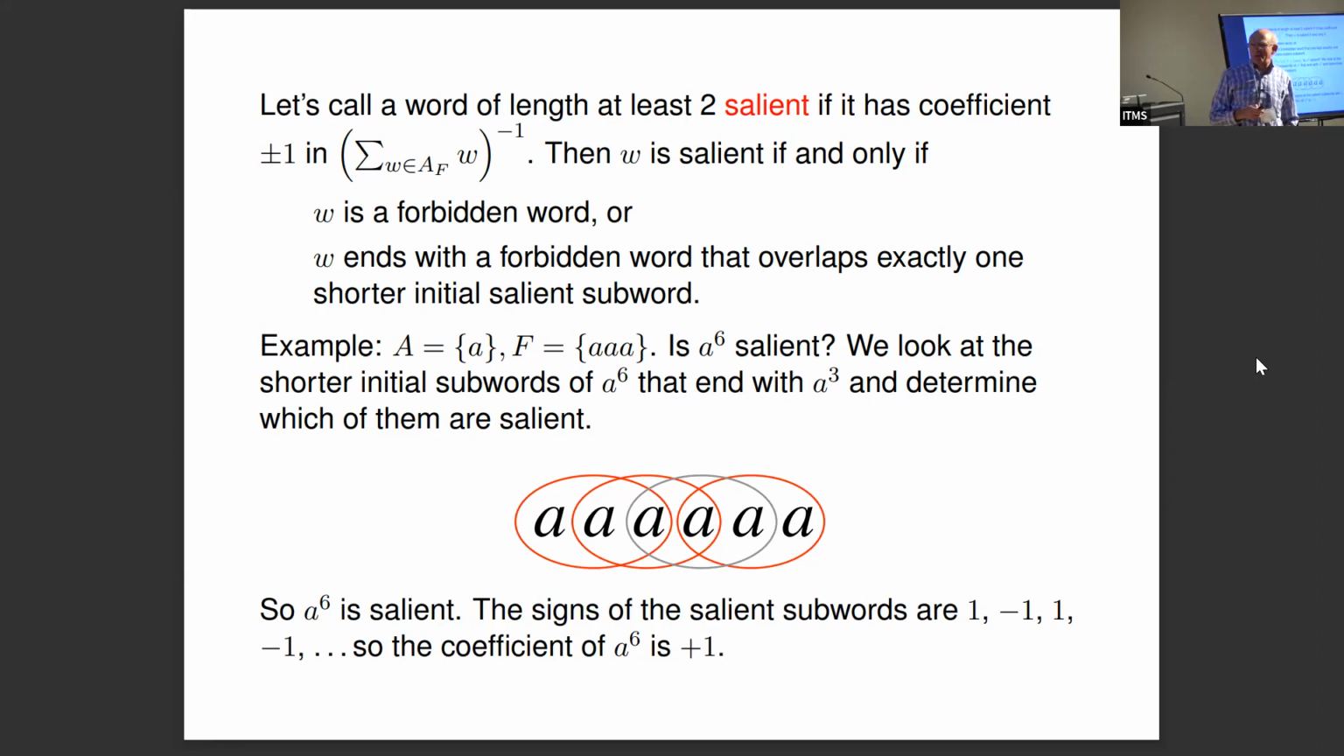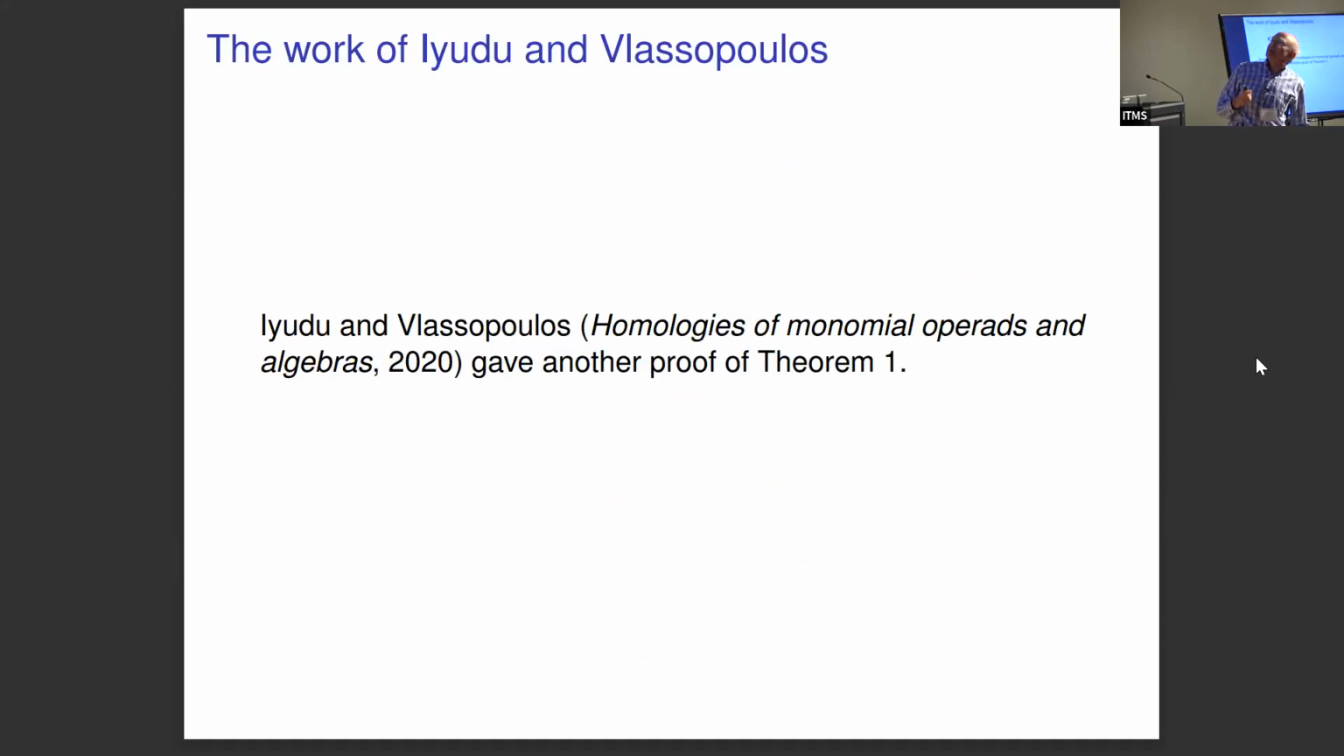So I'm going to end with a real anticlimax, which, for completeness, I have to say is another proof of my theorem 1. I looked at this paper of Dotsenko, and then I contacted Dotsenko, and he gave me some additional references to this work. One of them was this paper by Iyudu and Vlassopoulos, which actually did state explicitly my theorem 1 and gave another proof, which I have to say I didn't understand.